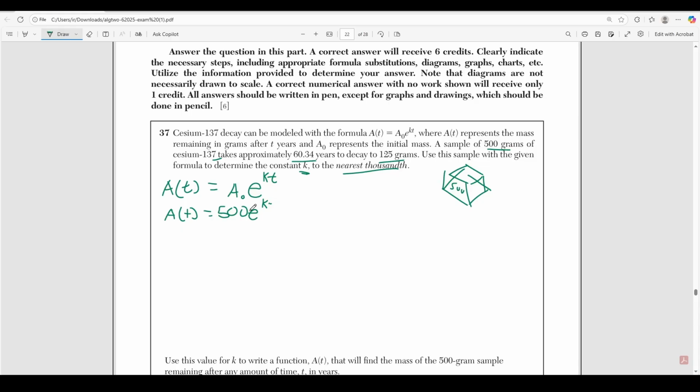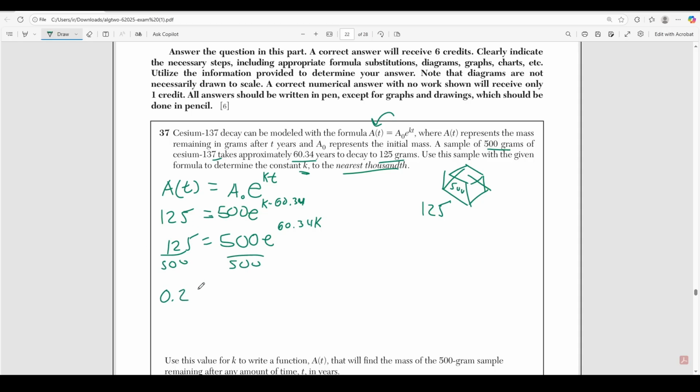Now, if we read the problem further, we started with 500 grams, but we ended up with 125 grams. So A of t gives you the weight after time. So technically, A of t is actually equal to 125 grams, because 125 grams remain from that initial 500 times e to the power of k times 60.34, because that's my t, that's my time. So in other words, 125 is equal to 500 times e to the power of 60.34k. Now to solve this, I want to get rid of the coefficient in front of e. So I'm going to divide everything by 500, okay?